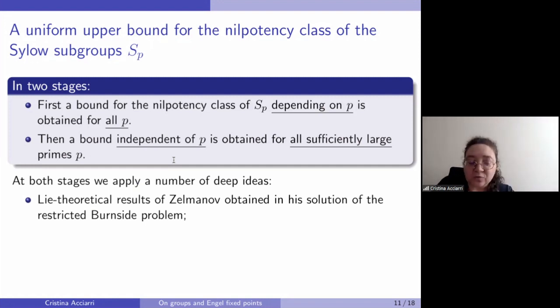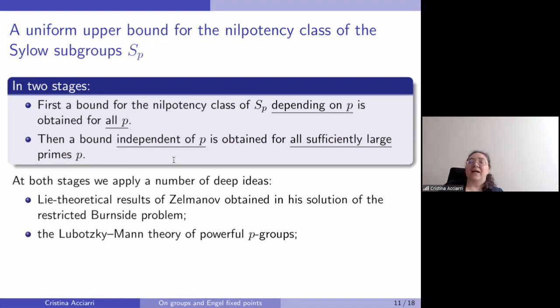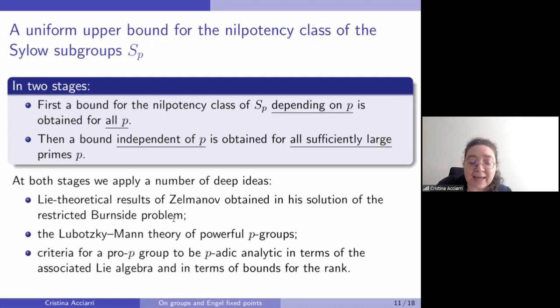In order to run over these two stages of the proof, we need to combine a bunch of, let's say, deep ideas. And one of these is, of course, Lie-ring methods, and in particular, theorems related to Zelmanov's solution of the restricted Burnside problem. We will also need to use powerful p-groups and the theory of powerful p-groups due to Lubotzky and Mann, and some criteria. I will explain later better about this for pro-p groups.